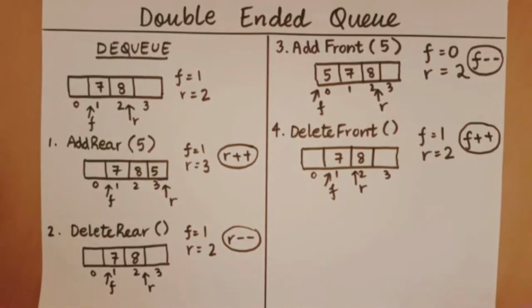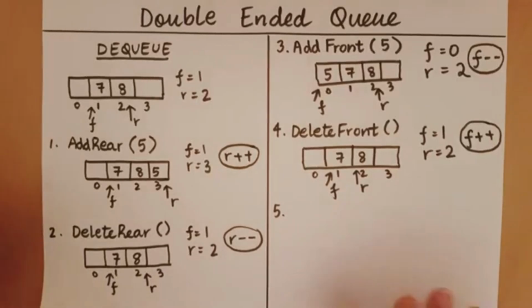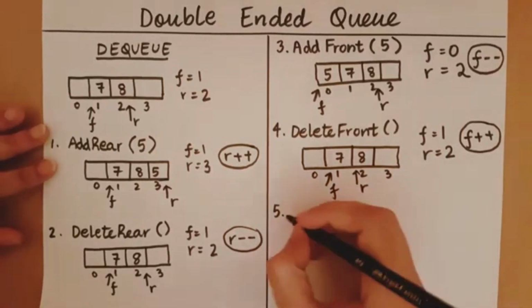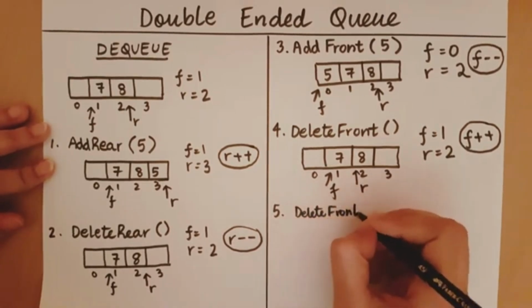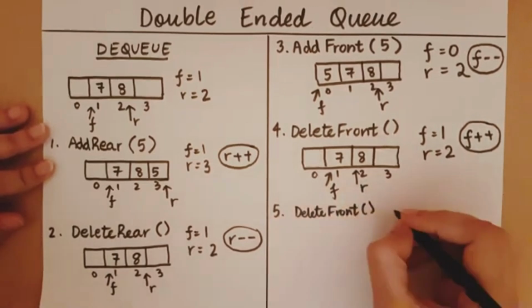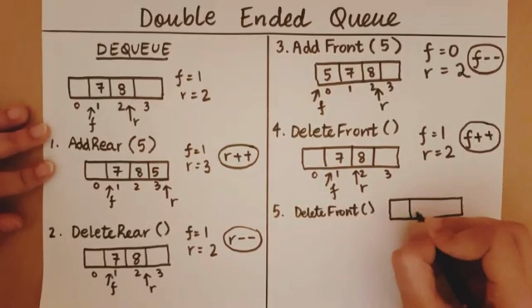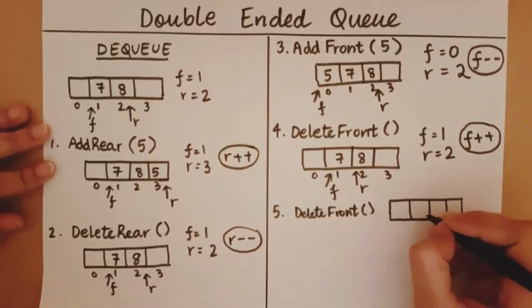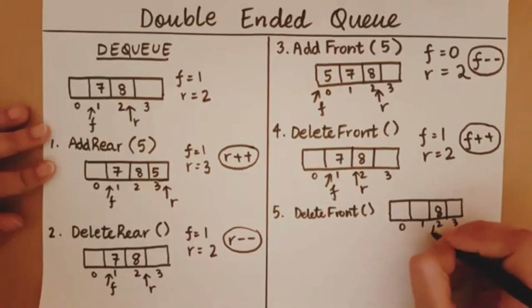Now, to this queue, let me say I am going to perform 2 more operations. I'm going to delete from the front. So when I do that, this function will give rise to a queue which looks like this, where front is equal to 2 and rear is equal to 2.